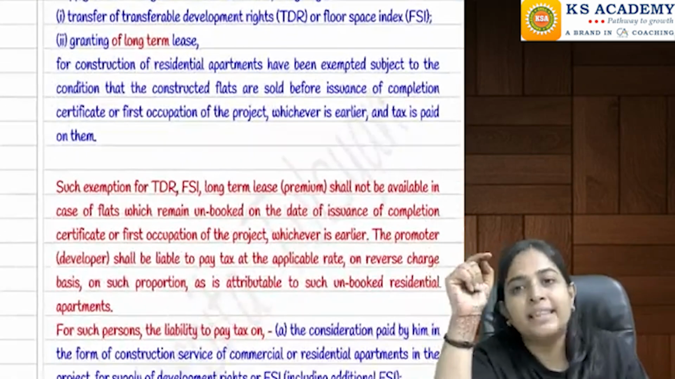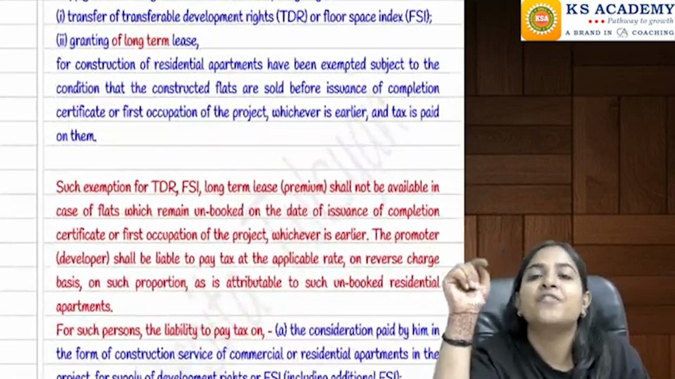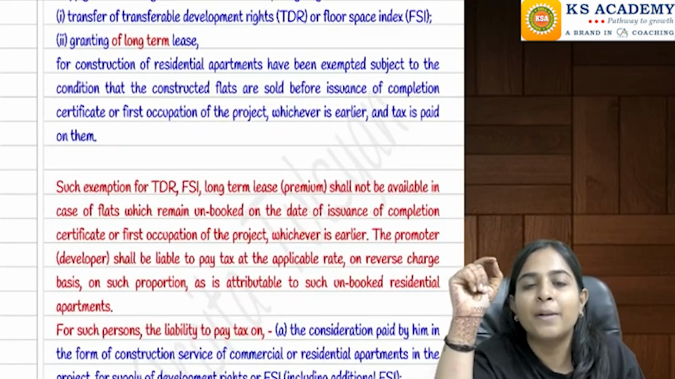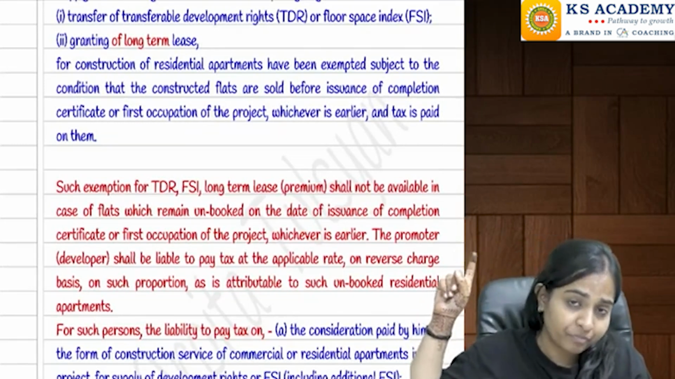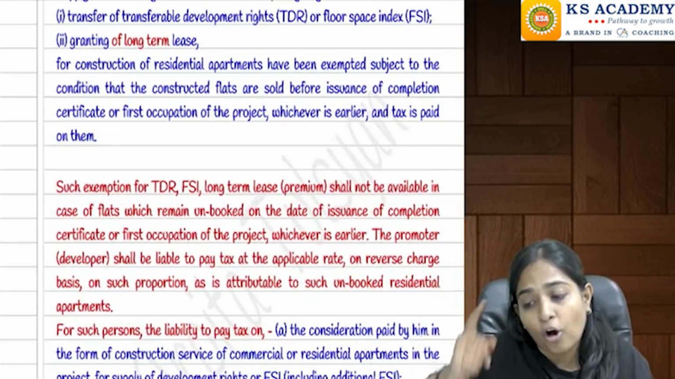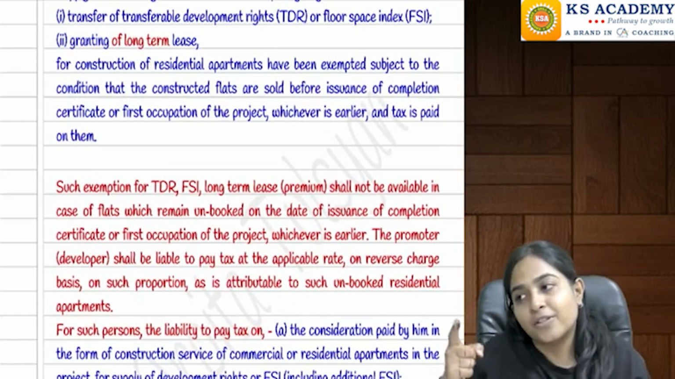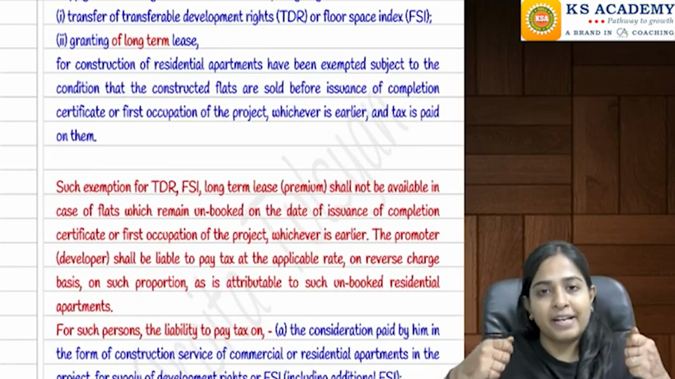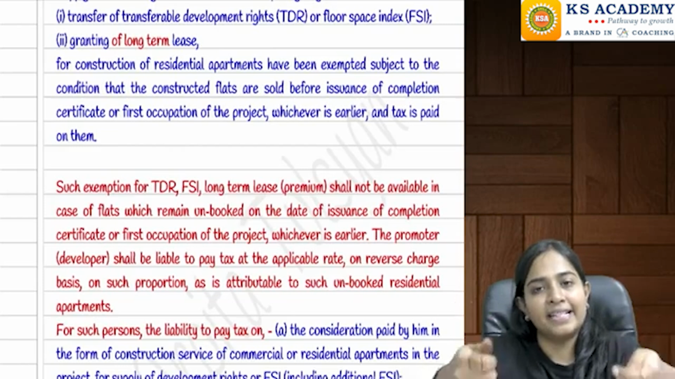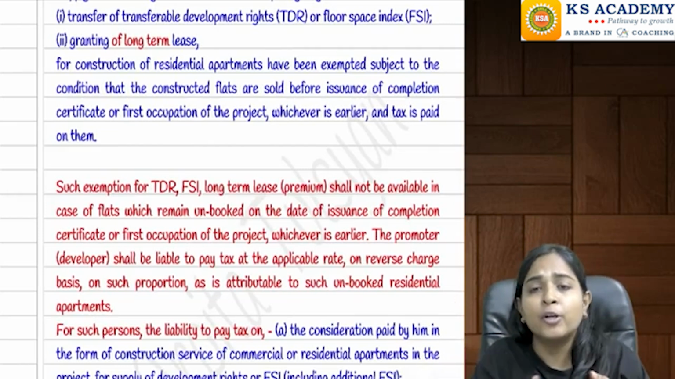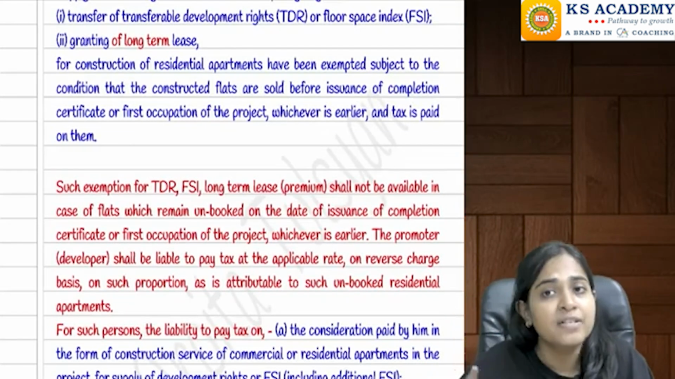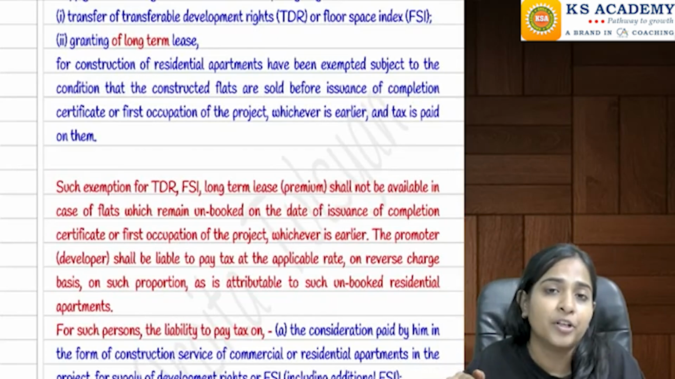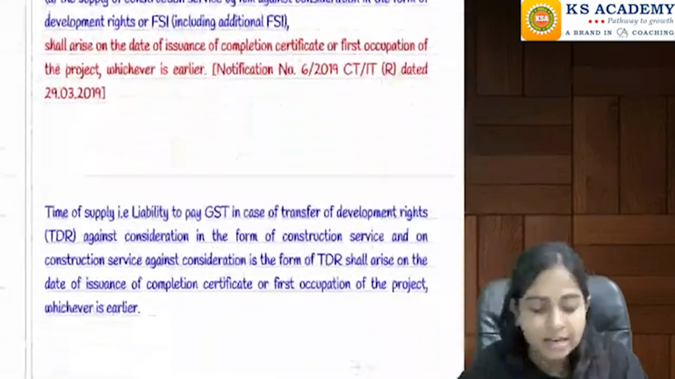But in this case, one thing that is very important is time of supply. Time of supply will not be at the time when I am transferring the development rights. It will be at the time of completion certificate or first occupation, whichever is earlier. So this is a benefit given to the promoter. I'm transferring the development rights and I'm going to get some flats or some monetary consideration in return. At that time there will be no time of supply. Time of supply will attract only when we have received the completion certificate or there is a first occupation in that particular structure, out of these two, whichever is earlier.